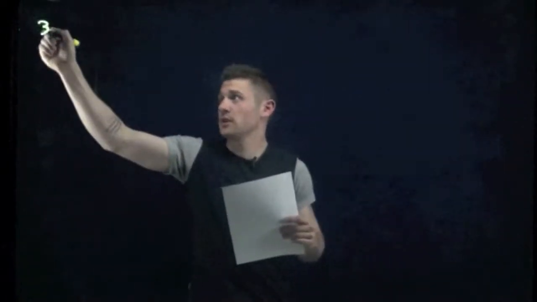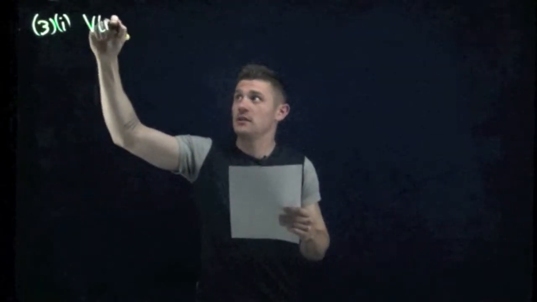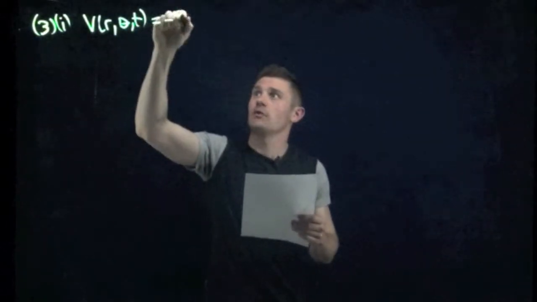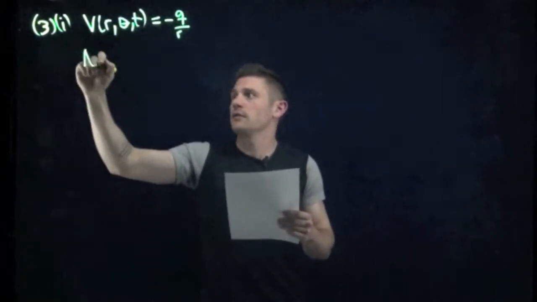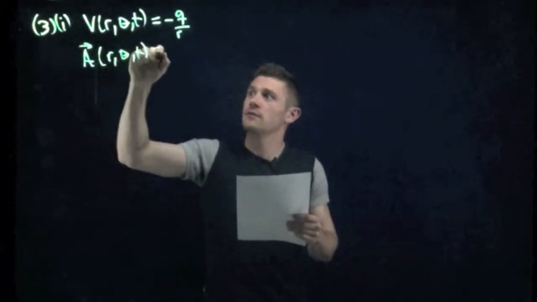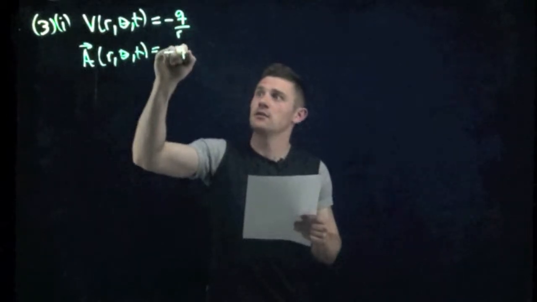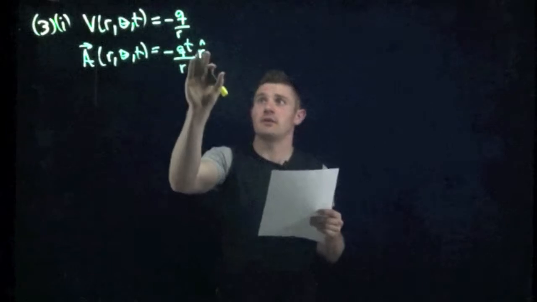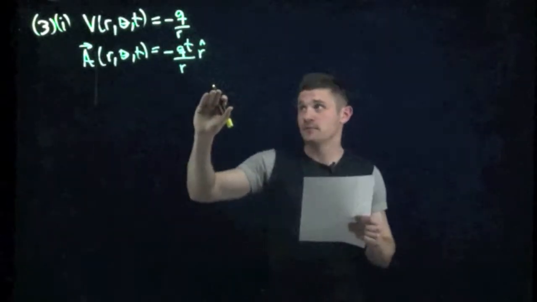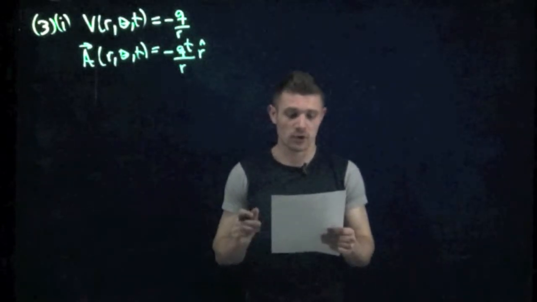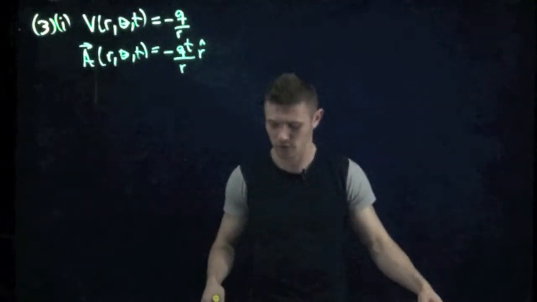So this is question 3, part 1, and we have the potential V(r, theta, t) equal to negative q over r, and the vector potential A(r, theta, t) equal to negative qt over r in the r hat direction. This is the vector potential, so we need a vector quantity with direction, and V is just the scalar potential. We want to say what gauge these potentials are in, and then show our work.